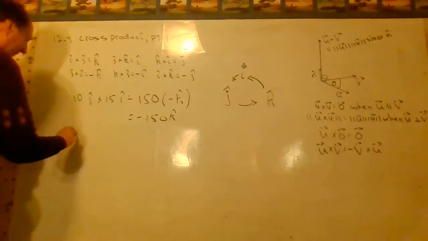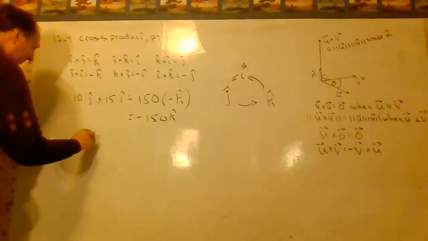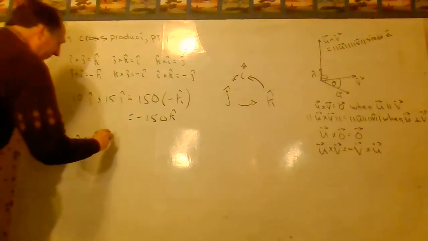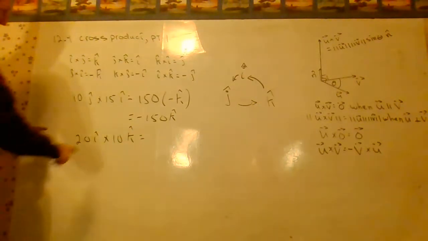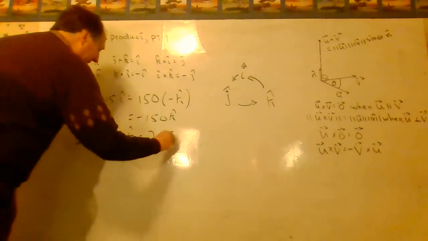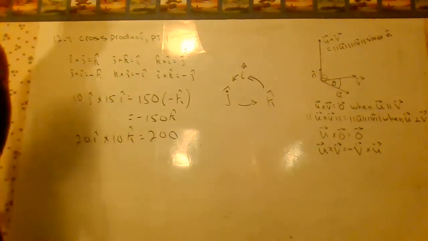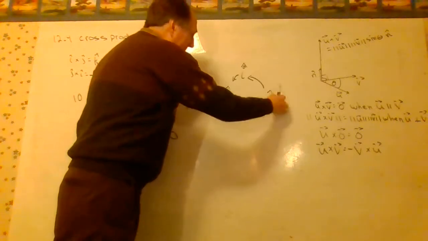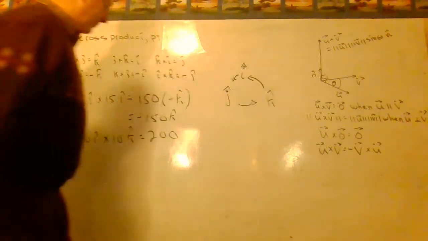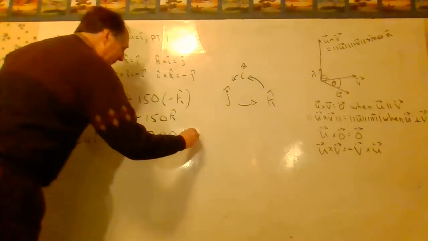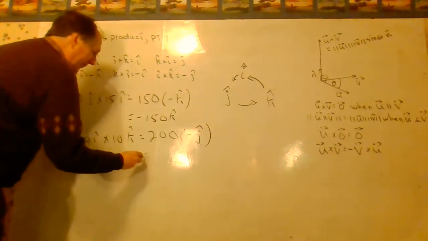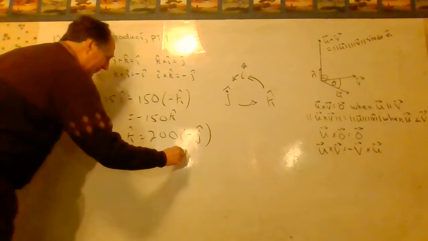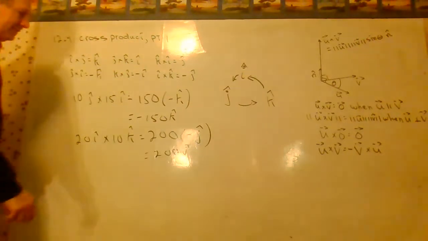So for instance, if we have 20i cross 10k, 20 times 10, 200, i cross k. Again, we're going against the arrow, so it's going to be negative j. And so you get negative 200j.